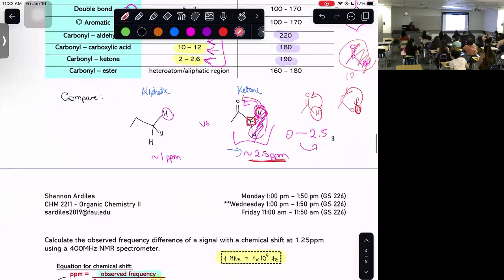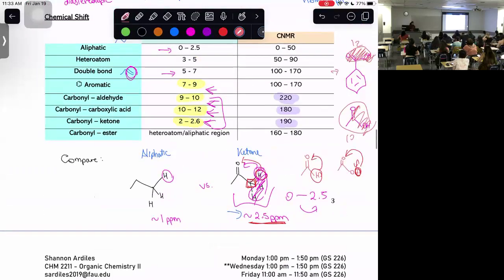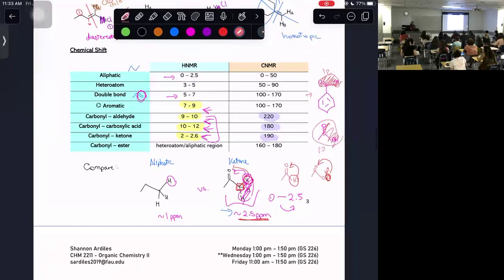Okay. Now, also, if you're more of the conceptual type of student, you can also just base it off what we were talking about, the environments that they're in. The more electron density that you have nearby, the higher the ppm value. So you could have a pretty educated guess based on that. Okay. That's just in case you freak out and can't remember all of them. That's okay. There's another way. Okay. Any questions on chemical shift so far? Yes.